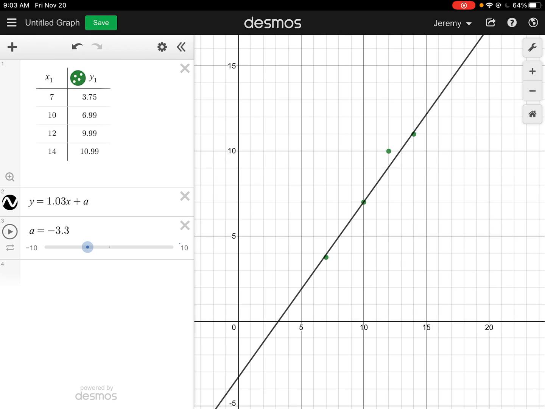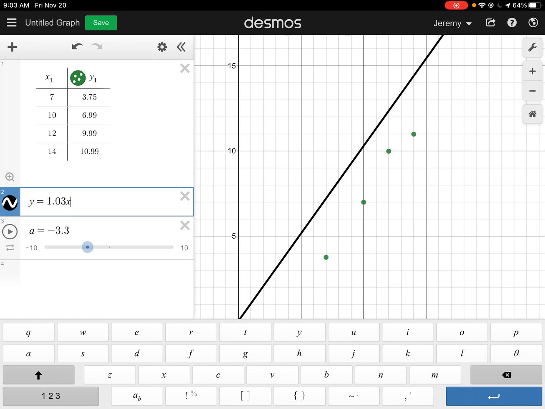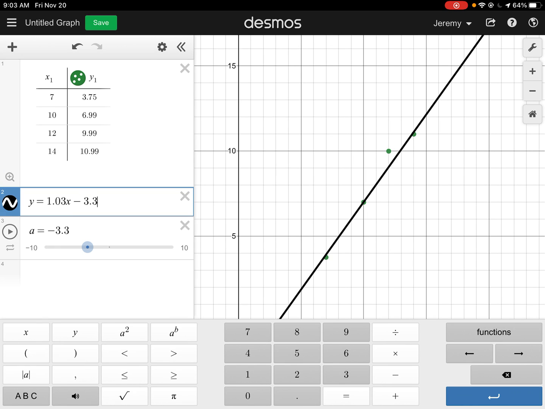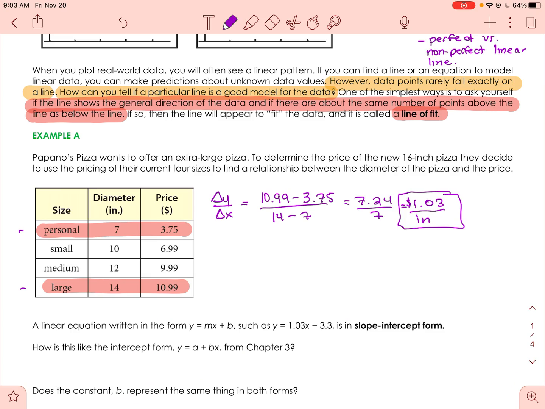So what this tells us is that in order to get a good representation of this data, it might be useful to say that our y-intercept is negative 3.3. So if we type that in, minus 3.3, and we get our line that we used our slider to come up with. All right, and for an equation of this, y equals 1.03x minus 3.3. So that is an equation that we came up with to represent this data. So this is our line of fit.